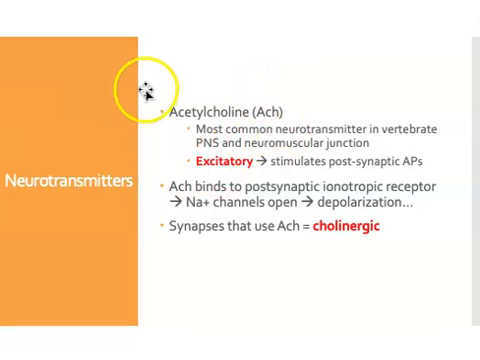We shorthand acetylcholine as ACH, so you may see that abbreviation. Acetylcholine is the most common neurotransmitter in the peripheral nervous system, and that's because it's used at the neuromuscular junction. So everywhere that neurons communicate with muscle fibers, that chemical synapse that we call the neuromuscular junction uses acetylcholine as its neurotransmitter. Now, acetylcholine is what we call an excitatory neurotransmitter.